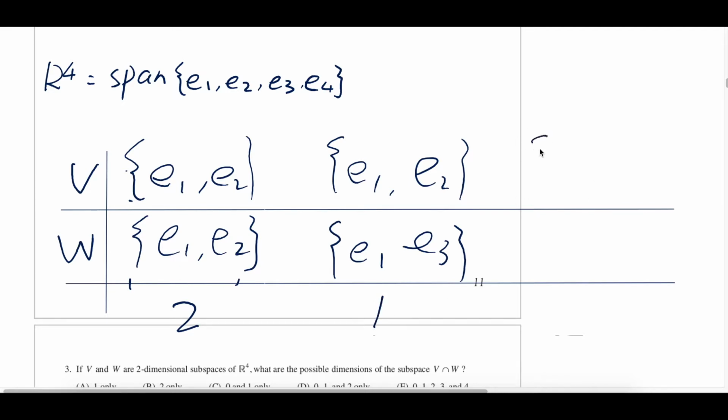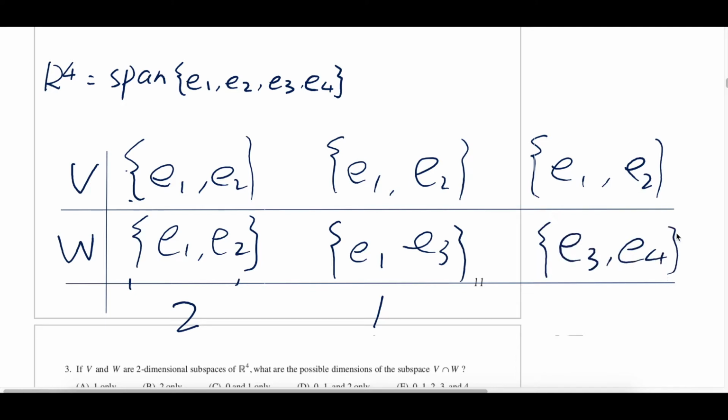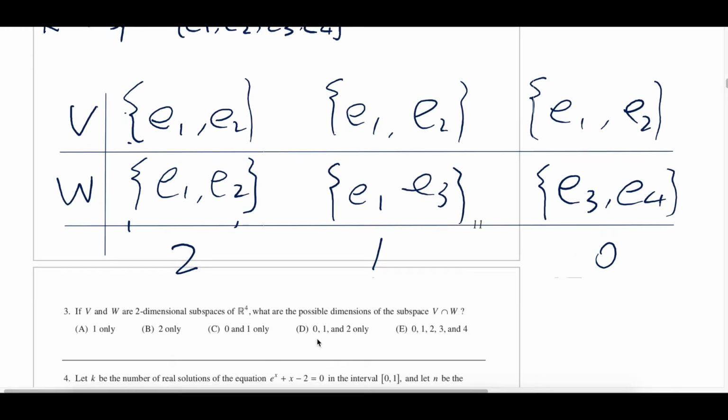And the last case is they have nothing in common. So say V has E1 and E2, and W has E3 and E4. Then the intersection is going to be 0. So the answer is D.